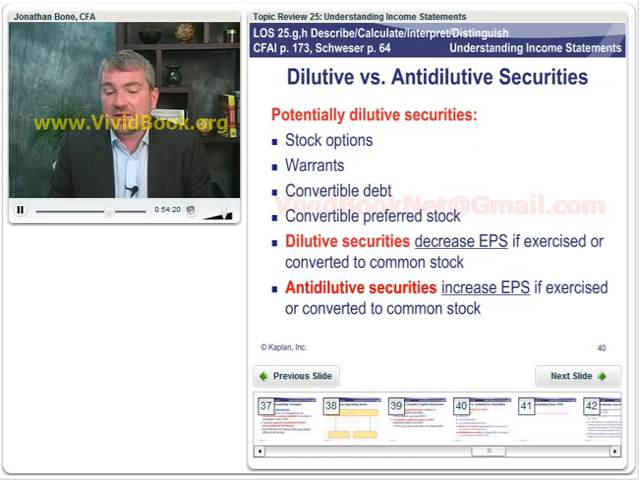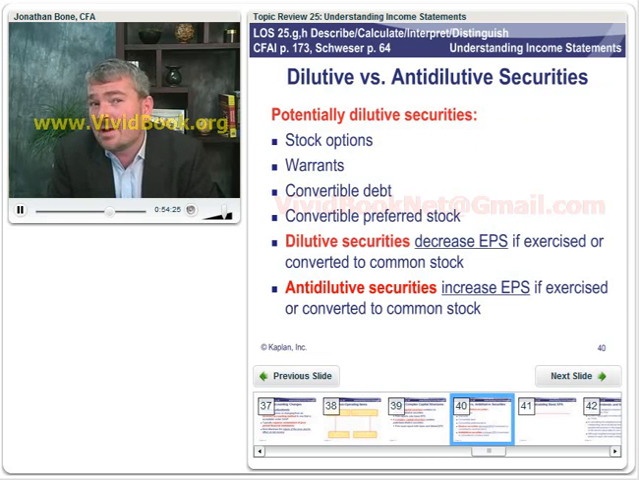So let's have a look at some of our potentially dilutive securities. Stock options. Now be careful. These are employee stock options, not traded stock options. They're not exchange-traded options, because exchange-traded options tend to be on existing shares. We're only interested in instruments that would force the company to issue new shares. So they're employee stock options.